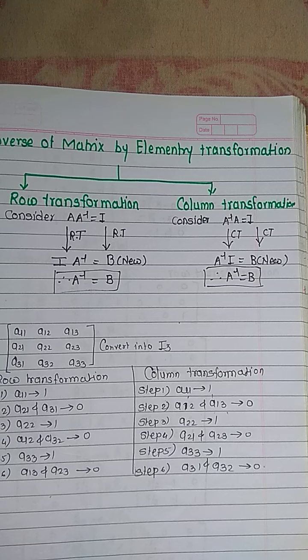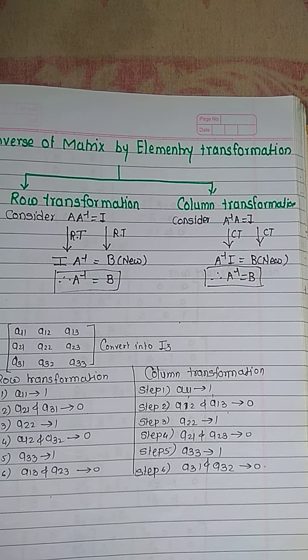And we also know that the inverse of a matrix, if it exists, can be obtained by using two methods. The first method is the adjoint method, and the second method is elementary row transformation or column transformation. In the previous lecture we discussed the adjoint method. Today we discuss the inverse of a matrix by the elementary transformation method.